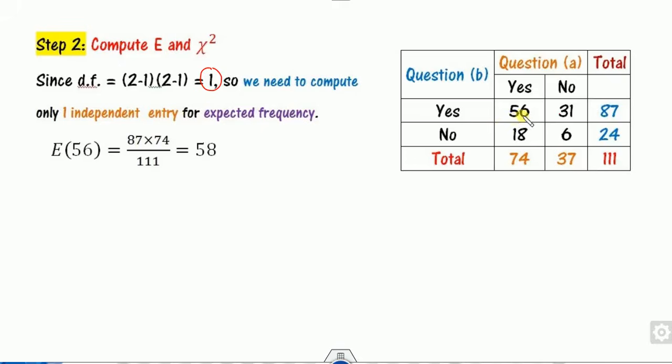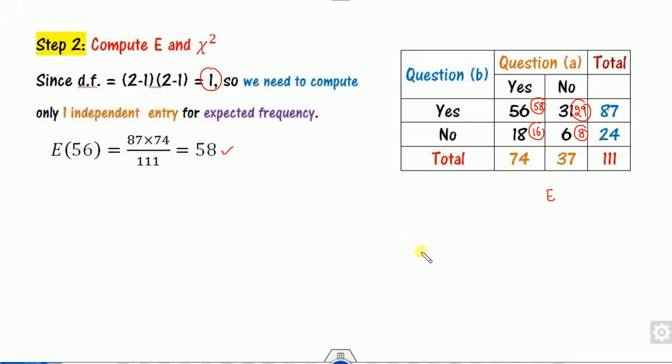I can find it as 56 into 87 into 74 divided by this, so you will get 58. Now once this is 58, you can find the remaining numbers also. This is 16 because the total is 74. This is 24. This is 16. This is now 8. Now look at that, this is 37. Now this is 8. So what we do? This is 29. Now all these values are calculated as E.